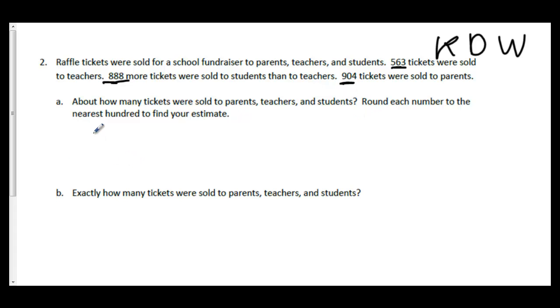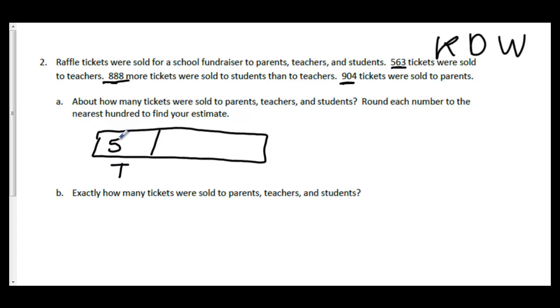So the first thing I'm going to do is I'm going to draw. So I want to know about how many tickets were sold to parents, teachers, and students. So I'm just going to draw a tape diagram like this. And I have teachers bought 563 tickets. That T stands for teachers, not tickets. And then students bought 888.